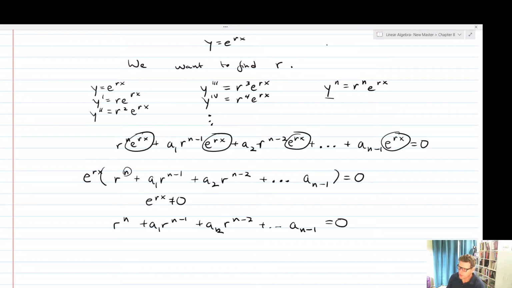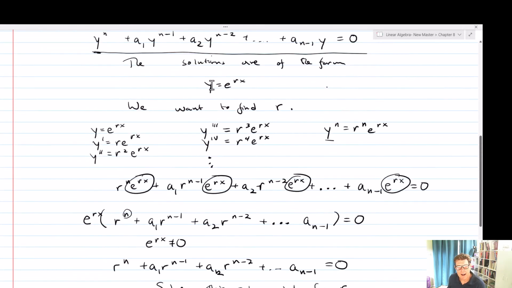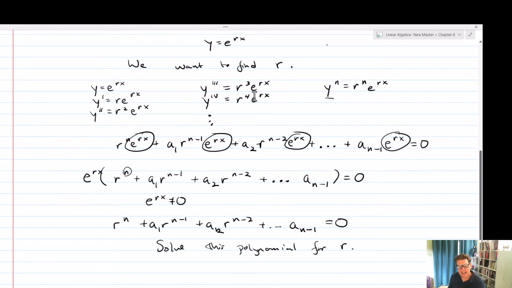And so consequently, what we want to do here is solve this polynomial for r. We can either factor it, or we can use some technology in order to solve the polynomial, okay? But we want to solve the polynomial for r. And once we solve the polynomial for r, it gives me my solution. And here's the idea, okay?